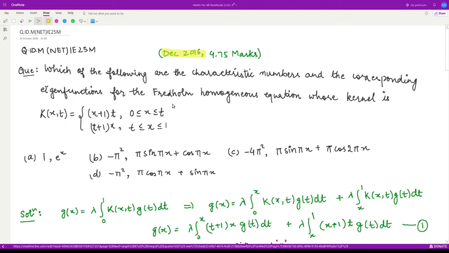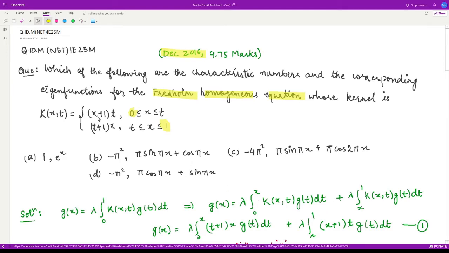So our equation, they have given it to be a Fredholm homogeneous equation, right? So our interval is from 0 to 1. Therefore our equation would be something like, if our unknown is g(x), we can write it as lambda integration from 0 to 1, between the interval, kernel g(t) dt. Now we can split this interval 0 to 1 as 0 to x and x to 1. We can do that, right? x lying between 0 and 1.